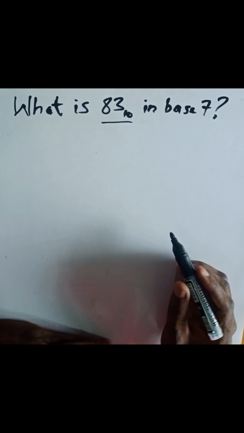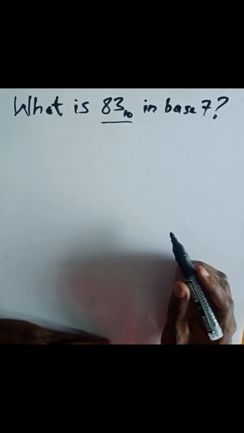This is our dividend, and 7 will be our divisor. Now we want to divide the 83 by 7. How many 7s are we going to get in 83?